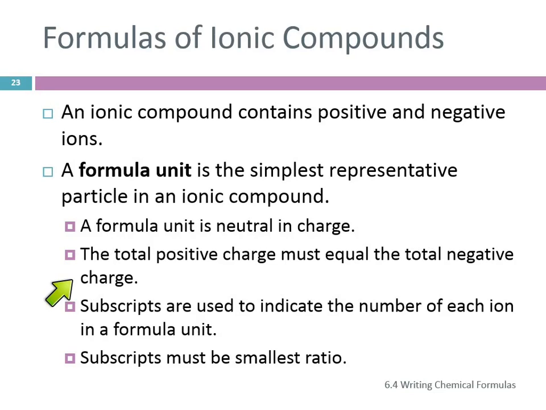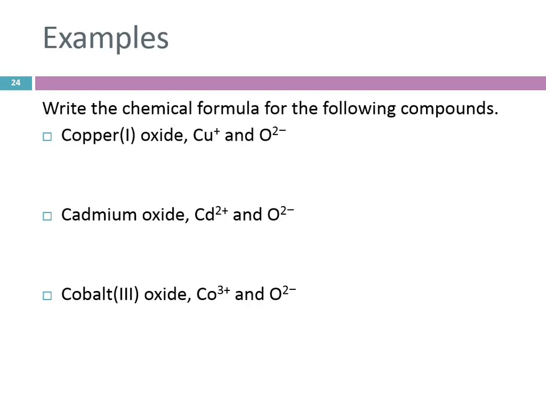We use subscripts to indicate the number of each ion in a formula unit. And for ionic compounds, the subscripts must always be the smallest ratio. So we'll look at that, but those are things to keep in mind.